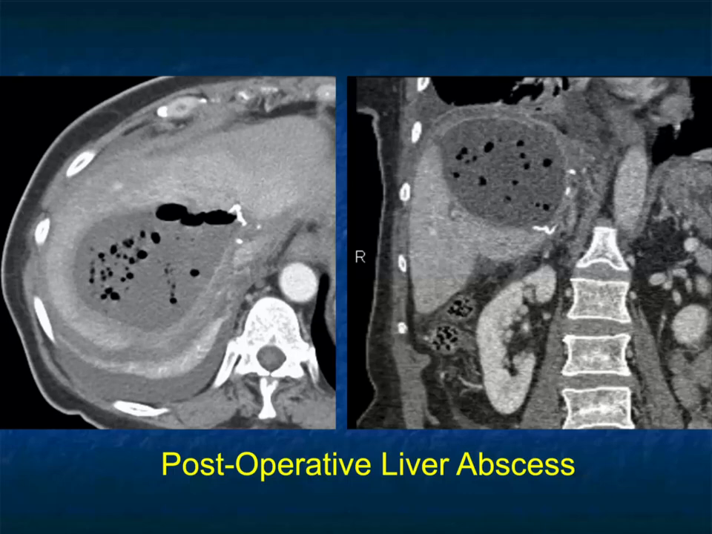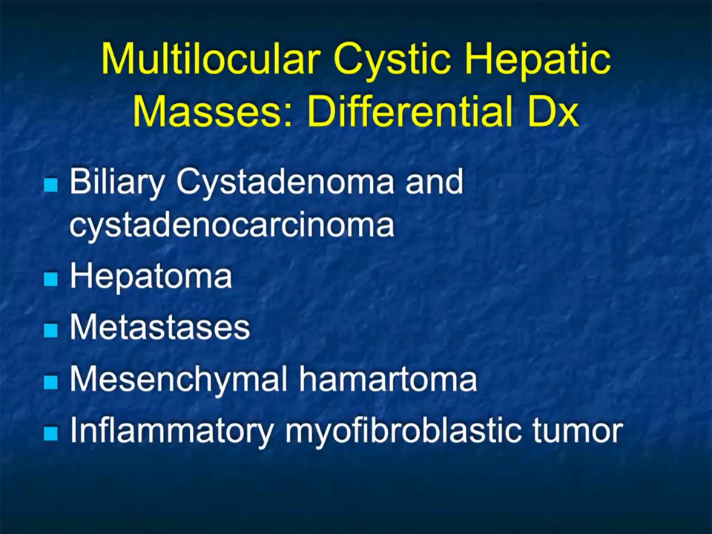Now, of course, a post-op abscess that has air bubbles like this and is cystic, there's not a very long differential. Air fluid levels, air bubbles, you're dealing, I guess in theory you can have a fistula, but even with a fistula, this is always going to be a post-op liver abscess.